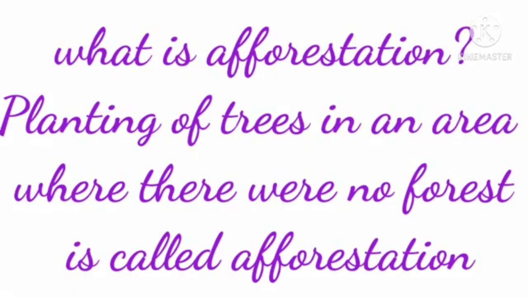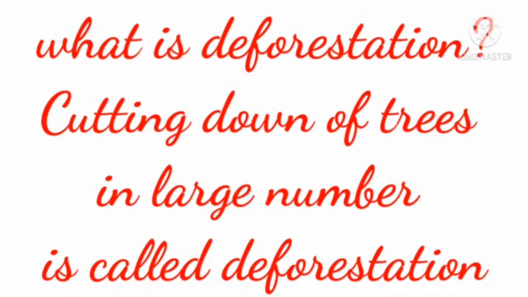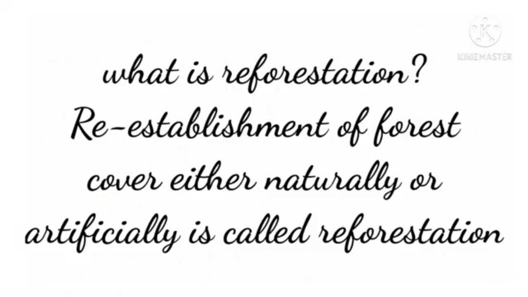So afforestation means plantation of trees in an area where there was no forest. And deforestation means cutting down of trees in large numbers. And reforestation means the re-establishment of forest cover either naturally or artificially.